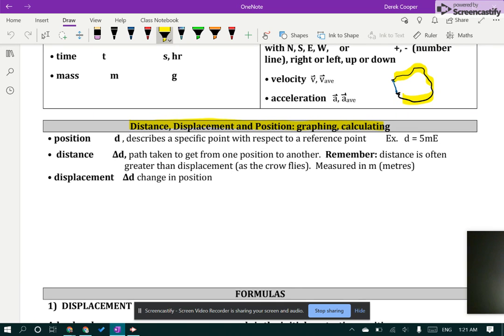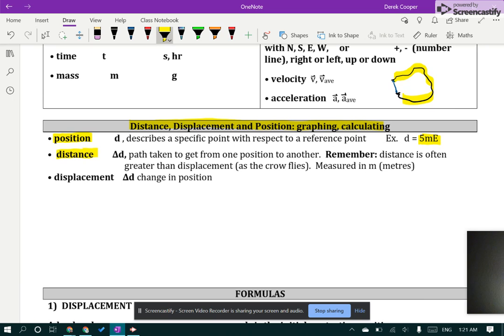All right. So our position is a specific point on the map. So you can use a number line. You can use an XY grid. We'll try both of those today. And remember, it has a direction attached to it. So if the position is 5 meters east, we can give that a direction.